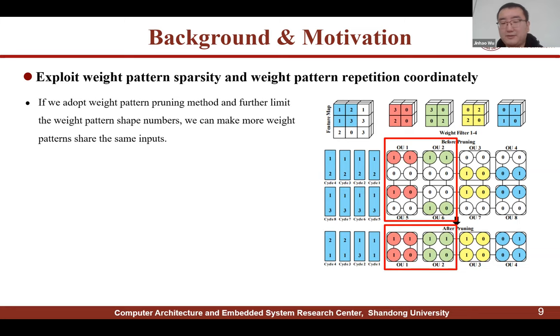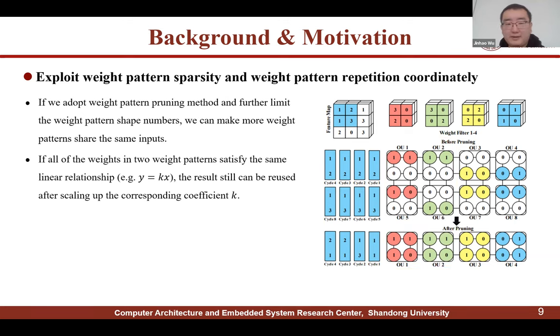If we adopt the weight pattern pruning method and further limit the weight pattern shape numbers, we can make more weight patterns share the same input. On the other hand, if all of the weights in two weight patterns satisfy the same linear relationship, the result can still be reused after scaling by the corresponding coefficient k. For example, in the red picture, the computation of OU3 is twice as large as the computation of OU4. Therefore, we can skip the computation of OU4 by scaling the computation of OU3 to half of the original.